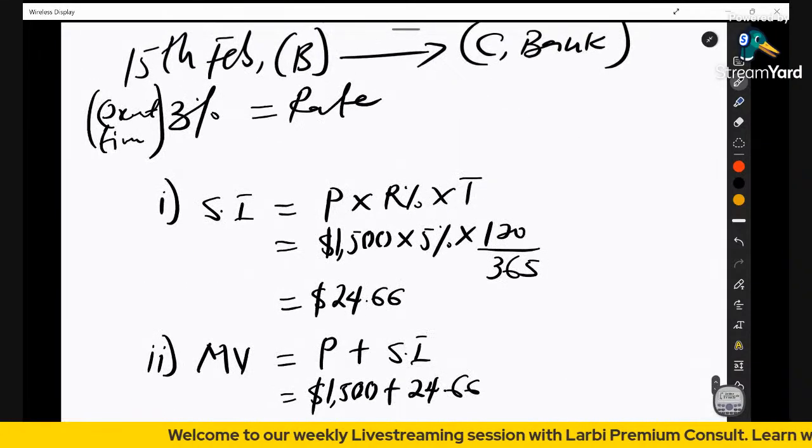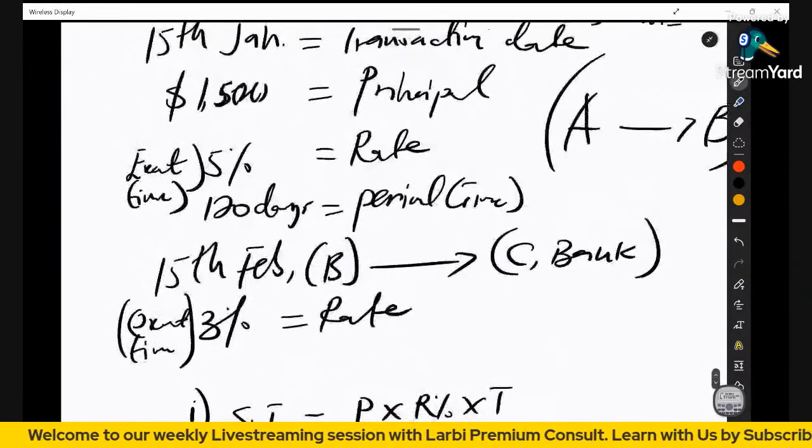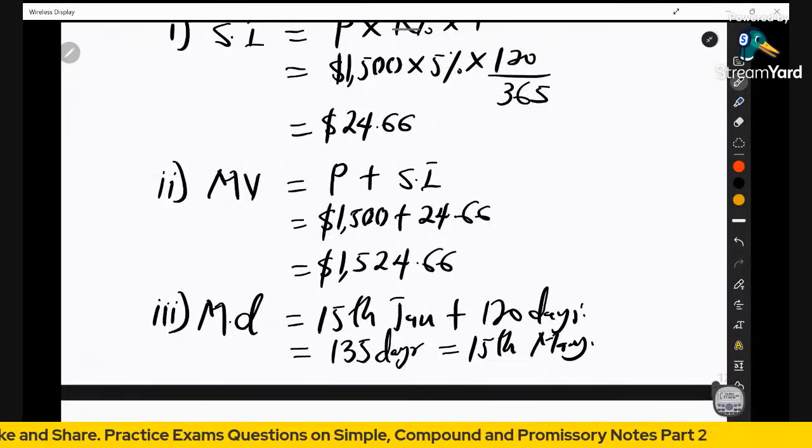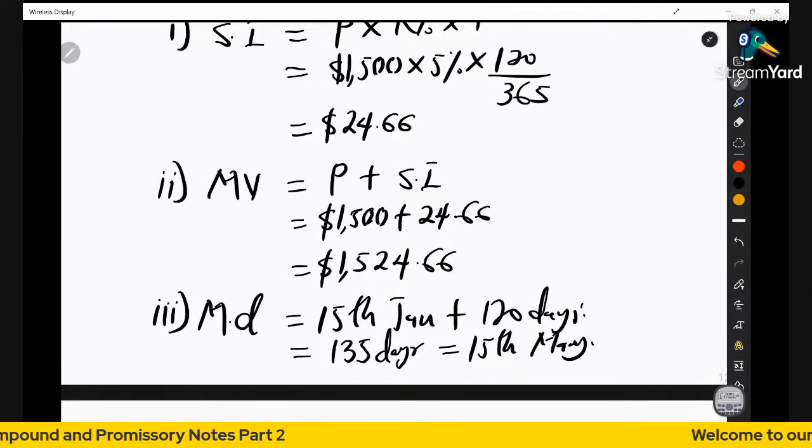So how do you calculate the discount amount, discounting of the maturity value? Before we do that, you must also know the number of days from the discount date to the due date. So what was the discount date in this particular question? It was on 15th of what? February, right? And what is our due date? The maturity date is what? 15th of May.